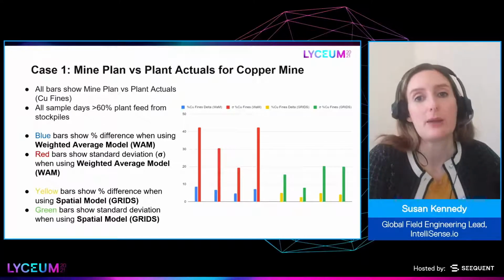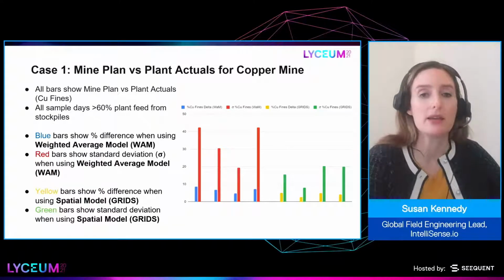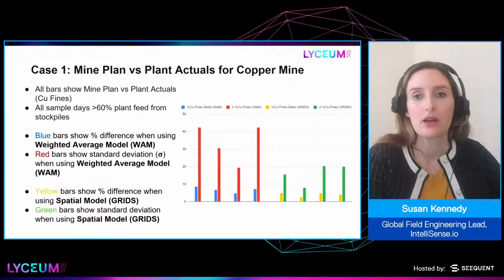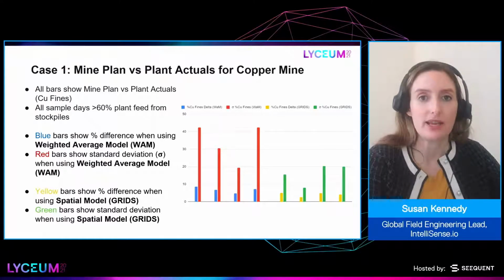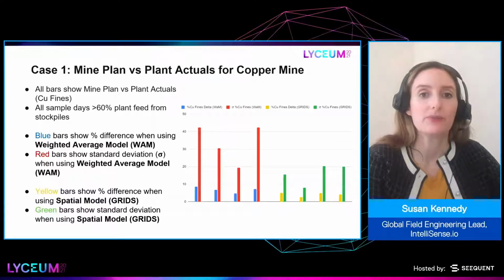To show you a real-life example of results achieved, on the screen is a mine plan versus plant actuals at a copper mine. The red and blue bars are percent difference and standard deviation of plan versus actuals over a 4-month period prior to the introduction of our spatial model, when a weighted average model was used. And then the green and yellow lines are after our spatial model was introduced, which we call grids, also over a 4-month period.